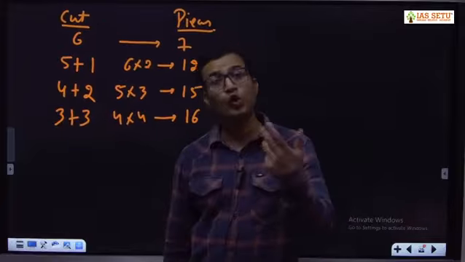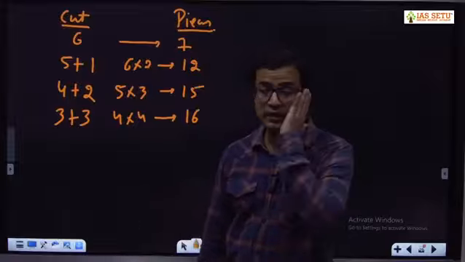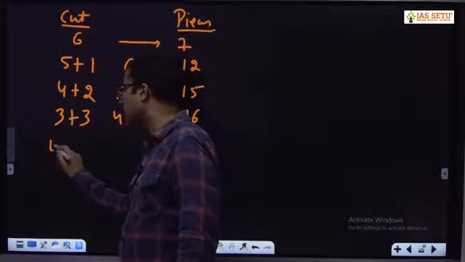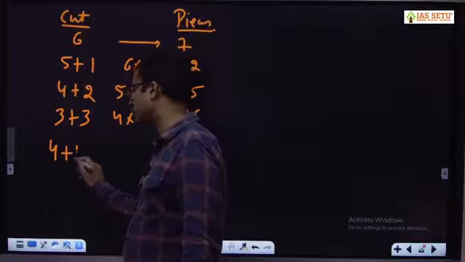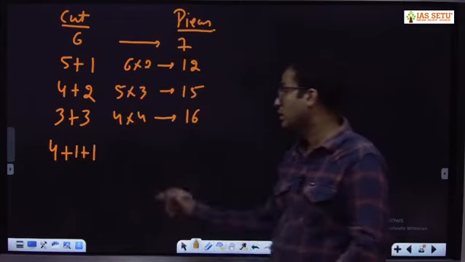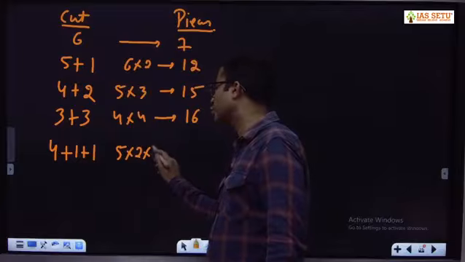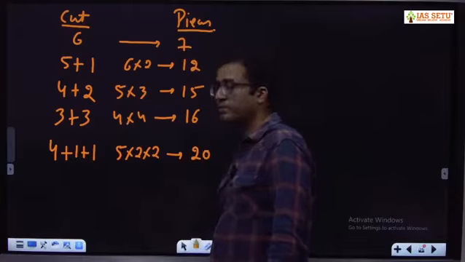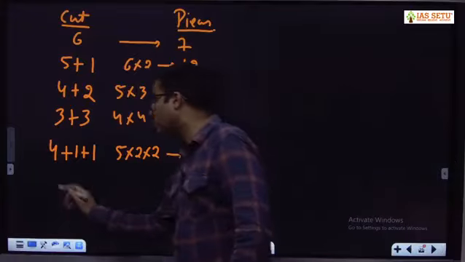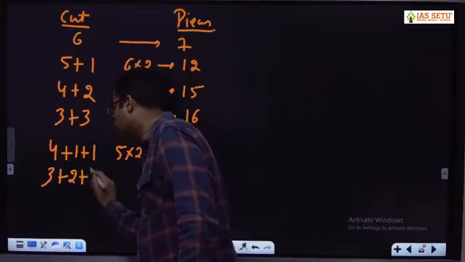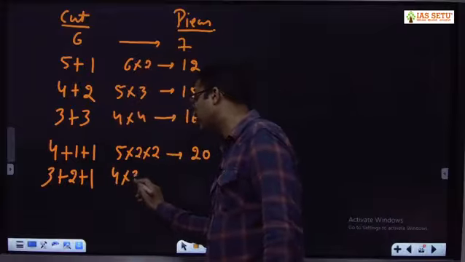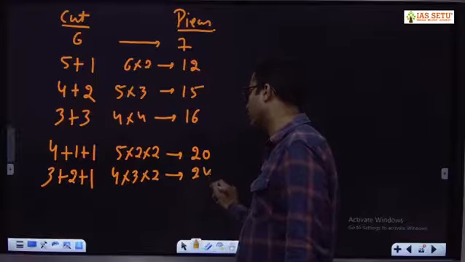Next, I use all 3 axes. Okay, I will tell later. I use all 3 axes. I make 4 cuts on x, 1 cut on y, 1 cut on z. How many pieces will you get? So this is 5 into 2 into 2, 20. Now 3 cuts on x, 2 cuts on y, 1 cut on z. How many pieces? 4 into 3 into 2, 24.